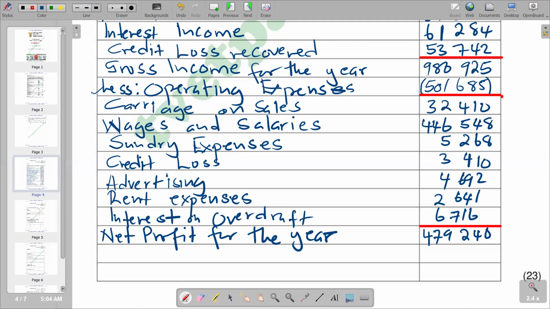There we can now close it so that this is our final figure. So basically, this is what we've done on the preparation of the statement of profit or loss, or we can call it an income statement, or we can call it a statement of comprehensive income.